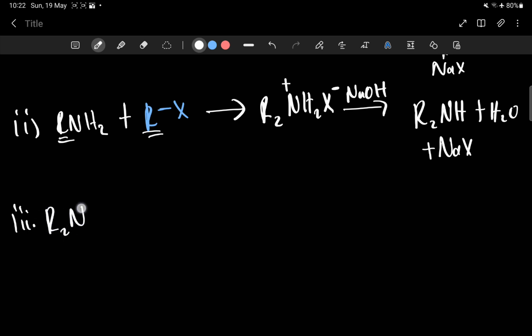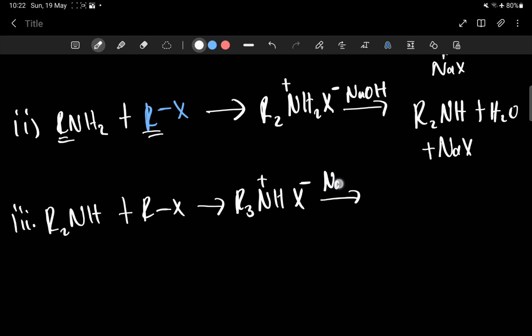Then the third one now, what happens in the third one? You now have this secondary amine, NH, and then you react it with another group 7. What is going to happen now is you're going to have R3, then NH, and then X. This is the positive, this is the negative, which we treat with NaOH. And we are going to get R3N. The H is gone. R3N and then plus H2O and then plus NaX. This is now our tertiary amine and we are done.